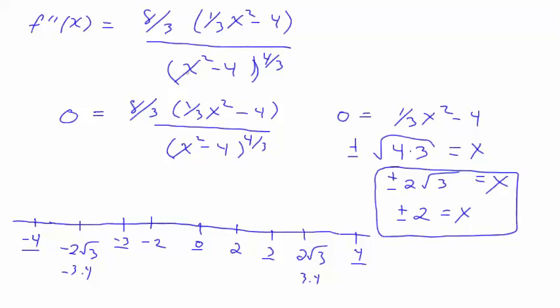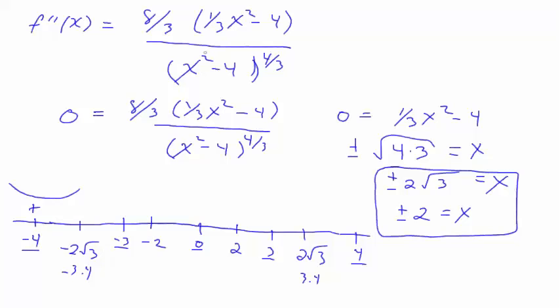So if we take negative 4, we get 16 in the bottom, so that's positive. And in the numerator, 1/3 of 16, is that greater than 4? That's 5.32, so that's going to be positive. So we end up with concave up from negative infinity to negative 2 square roots of 3.